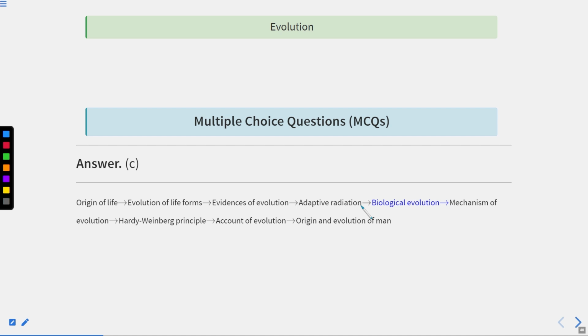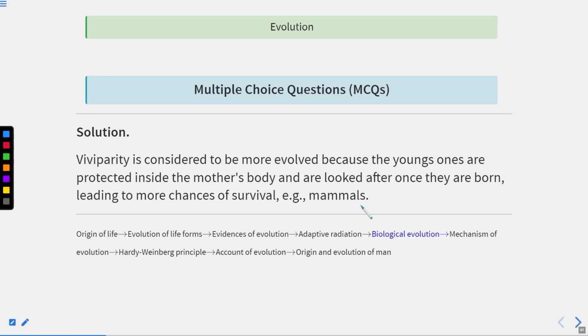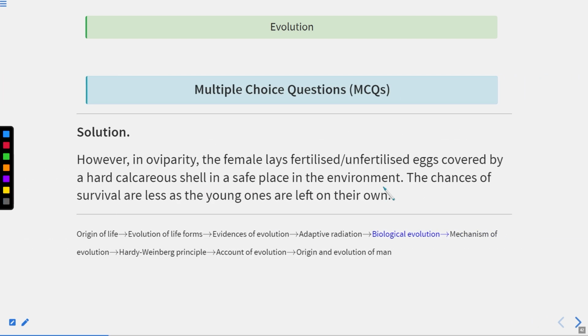So option number C is correct here. Let's see how. Now viviparity is considered to be more evolved because the young ones are protected inside the mother's body and they are looked after once they are born. So because of this, there are more chances of survival. An example of viviparous organisms are mammals.